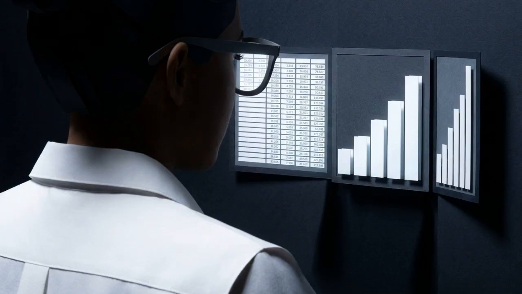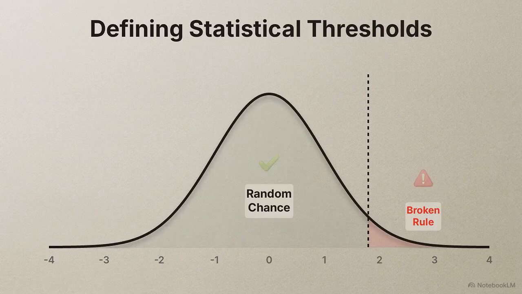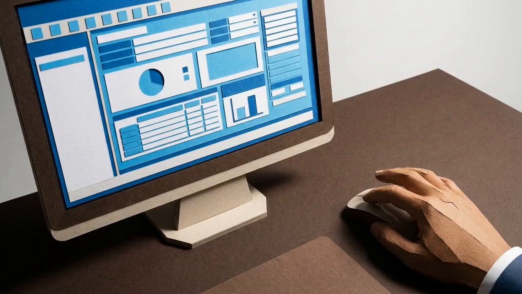This makes the test an objective judge. It removes our human tendency to guess, drawing a clear mathematical line between what is just random chance and what is clearly a broken rule. Let's run our actual candy counts through the software to get an official answer.